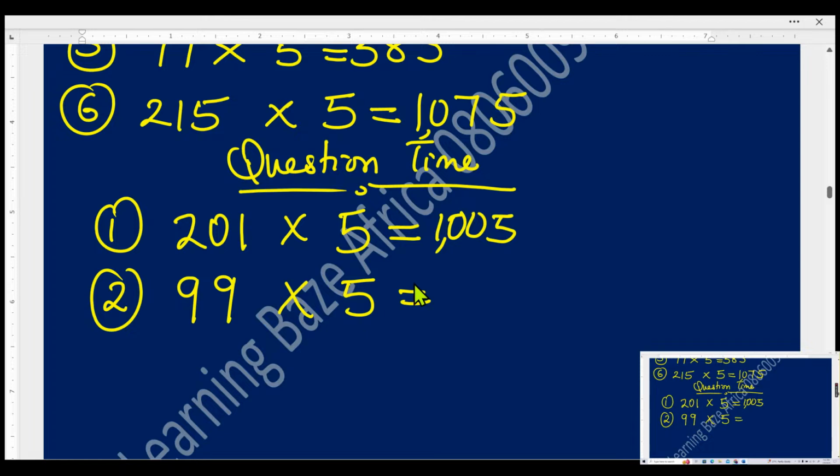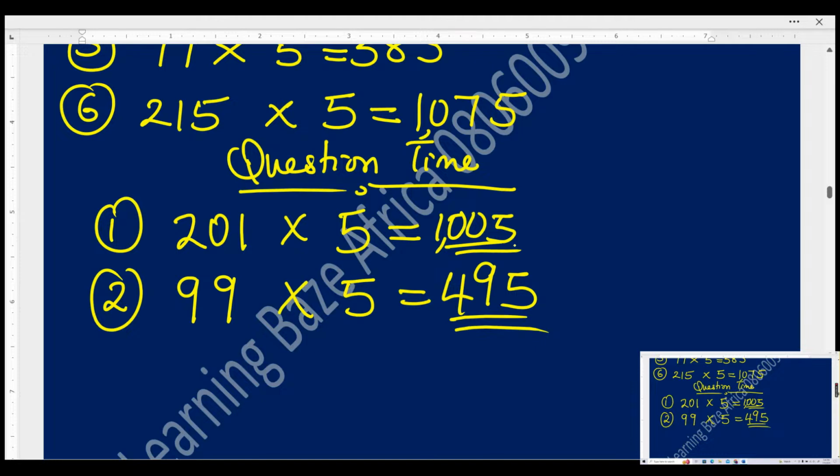Okay, so 99 times 5. It means we will subtract 1 from 99 because 99 is an odd number. We subtract 1 from 99, that will give us 98. Then we divide 98 by 2, that will give us 49. Then write 5 beside it, so that will be 495.